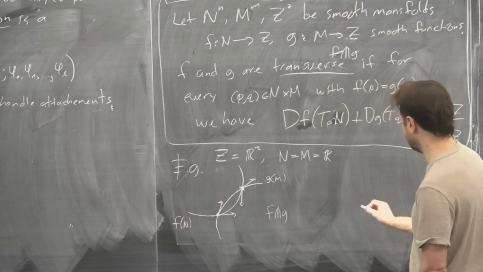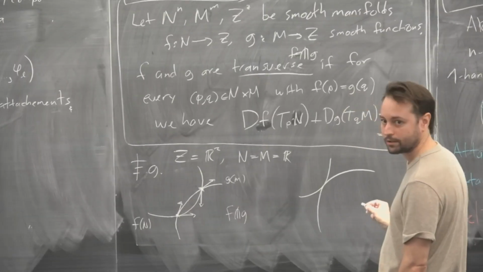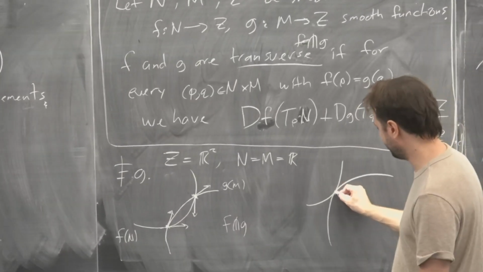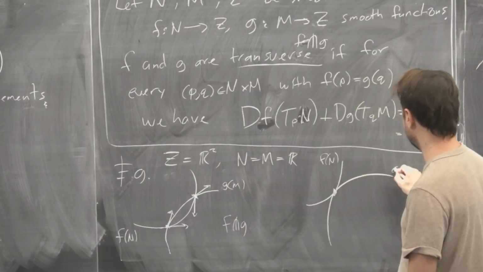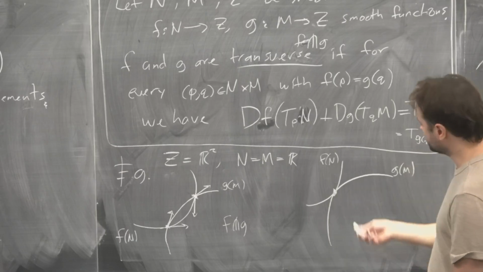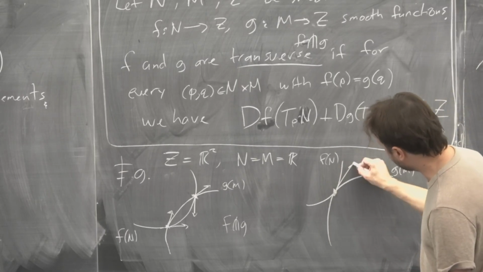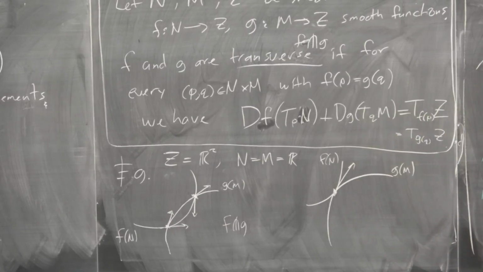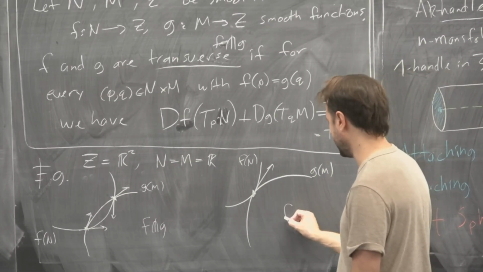An example of F and G that are not transverse is if they come and they just barely glance off of each other. In this case, both manifolds' tangent directions are collinear. So you only get that direction, you don't get anything else. So these two functions are not transverse.